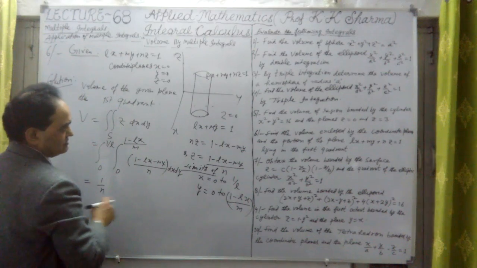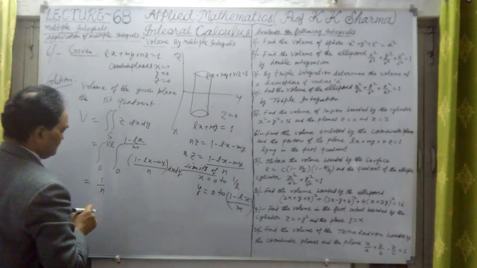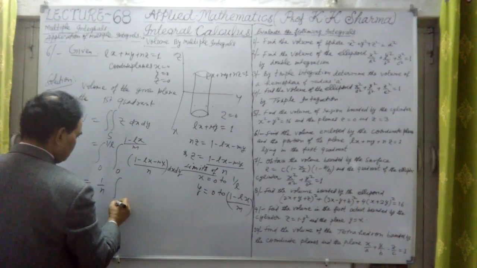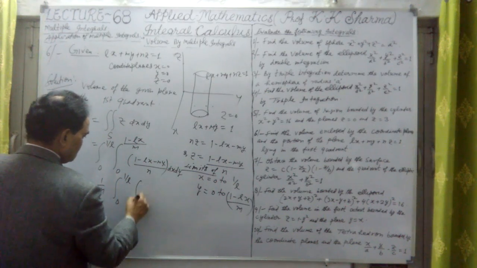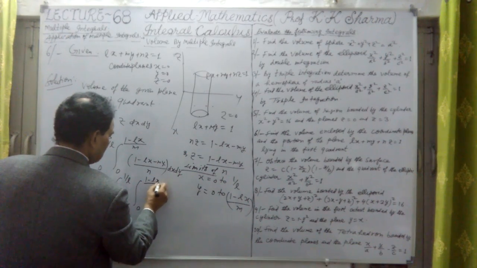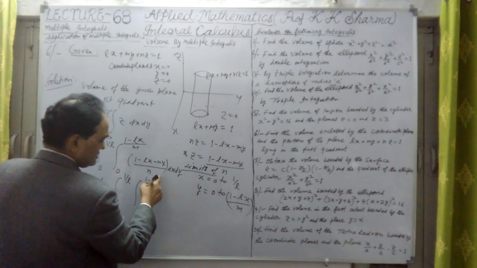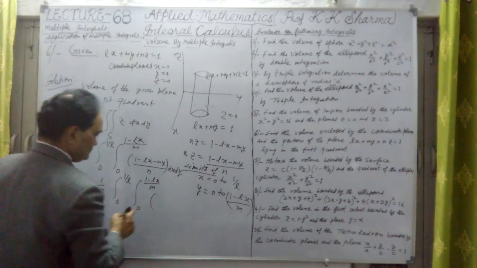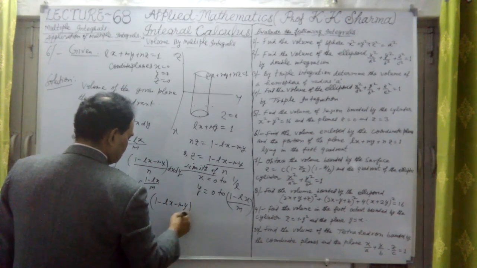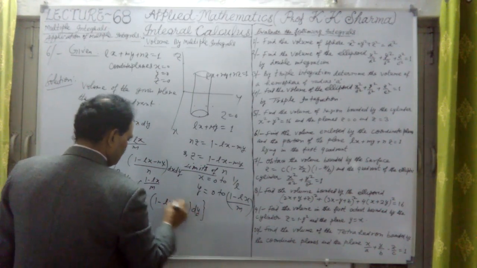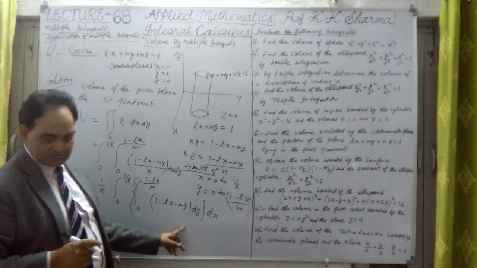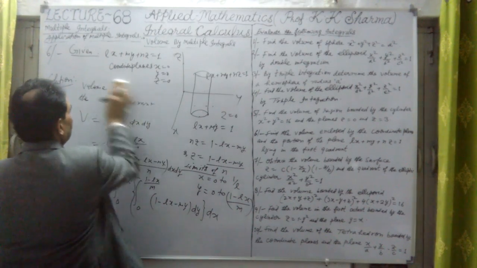In that way also we can take it, but here I am taking z equal to 0 and this plane is here. So x is 0 to 1 upon L, and y is 0 to (1 minus Lx) upon M. Let me integrate this with respect to y. First I have to integrate it with respect to y. Let me write this integration here.